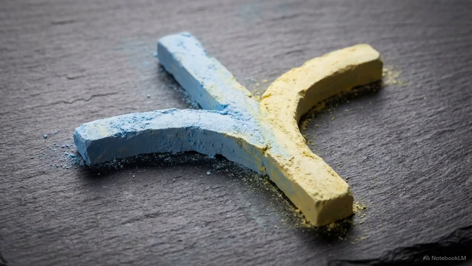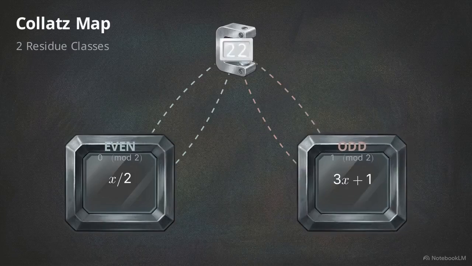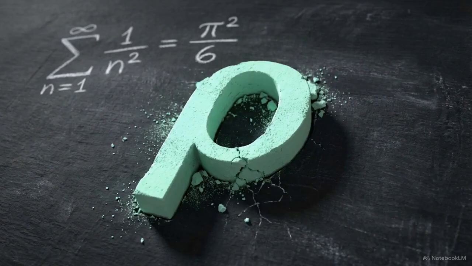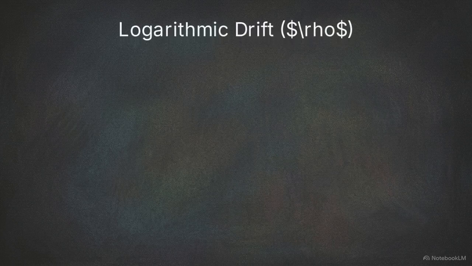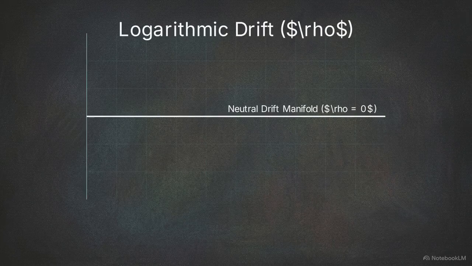If computation is simply mathematical routing, why can't a simpler arithmetic map, like the famous Collatz conjecture, operating on just 2 classes using the rules 3x plus 1 and x over 2, compute universal algorithms? The answer lies in logarithmic drift. Logarithmic drift is an ergodic mathematical metric that calculates the average rate of exponential growth or decay in a sequence, dictating the system's long-term survival based purely on its fractional multipliers.